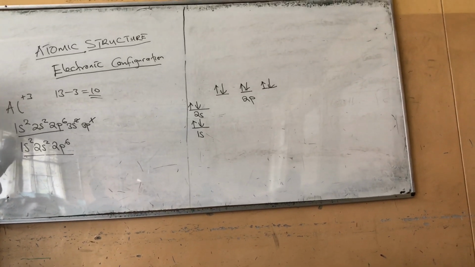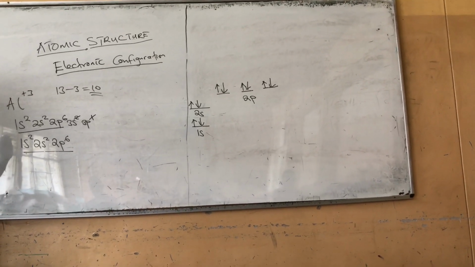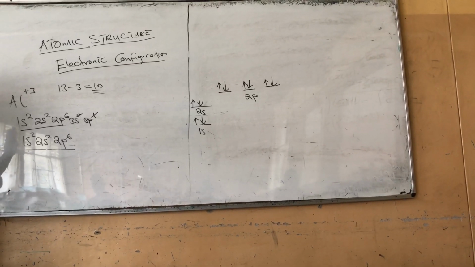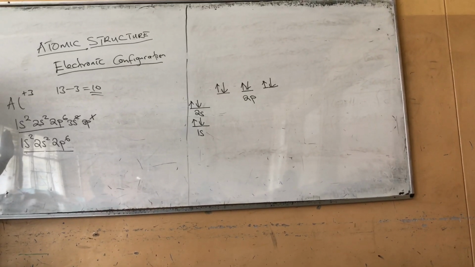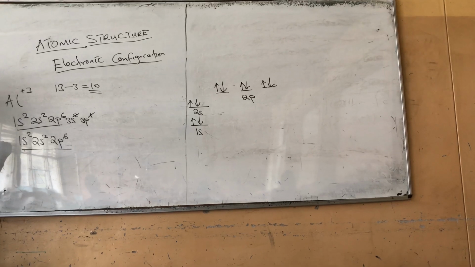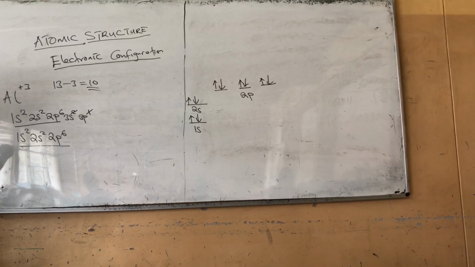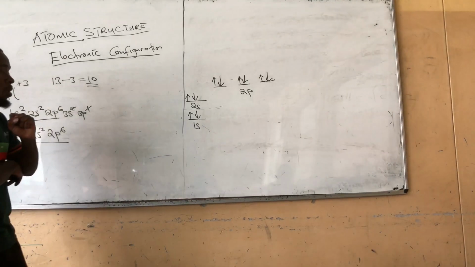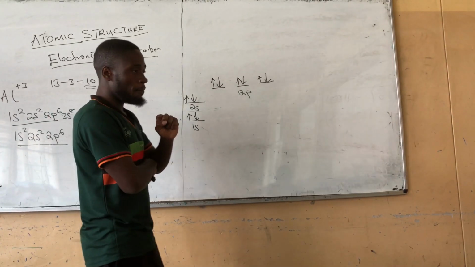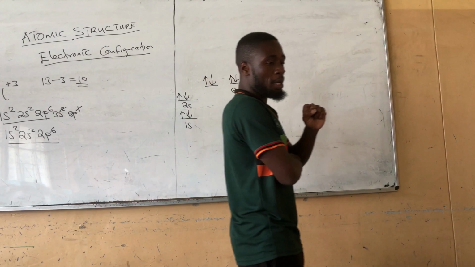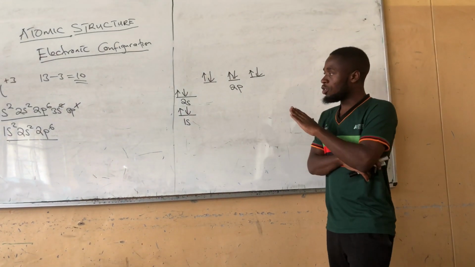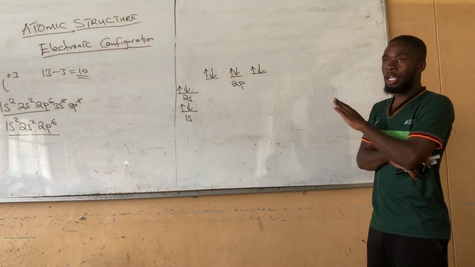So almost all the orbital diagrams, this is how you draw them. You need to be careful with this. From this, you can draw any orbital diagram.